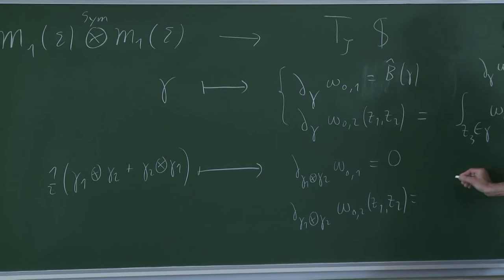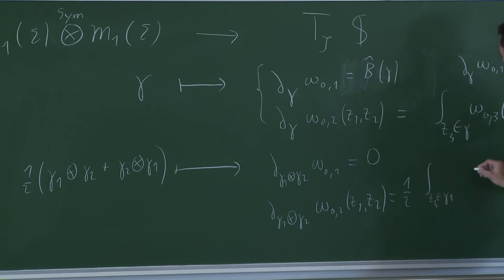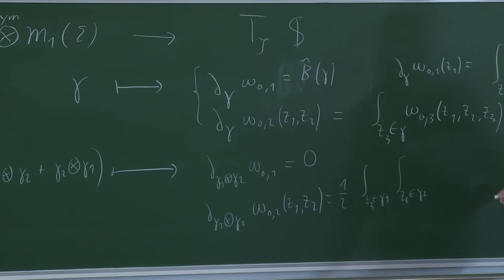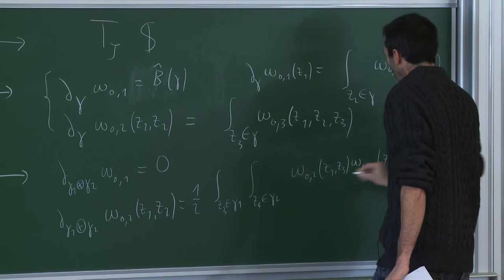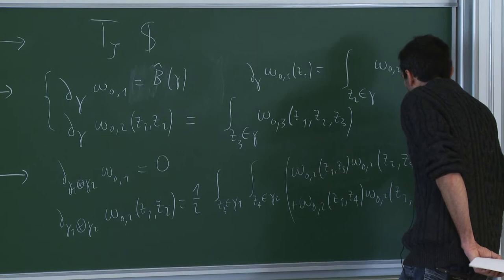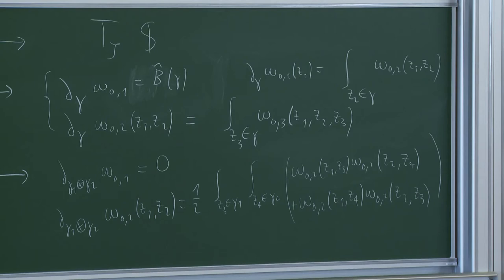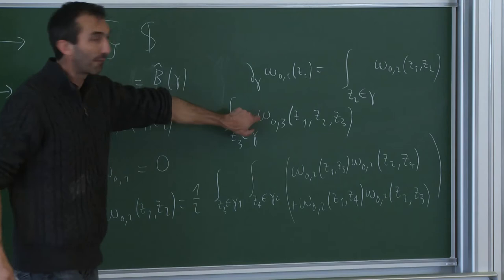the integral of, let's say, z3 belonging to gamma 1, z4 belonging to gamma 2, of omega 0,2 of z1, z3, omega 0,2 of z2, z4, plus, and you symmetrize, omega 0,2 of z1, z4, omega 0,2 of z3, z2. Which is the second platform with the symmetric square of b hat, yeah? Yes, this is b hat. So this is just the action of b hat, except for this one where you have this omega 0,3 that appears.